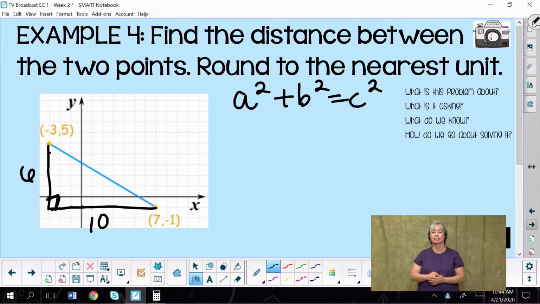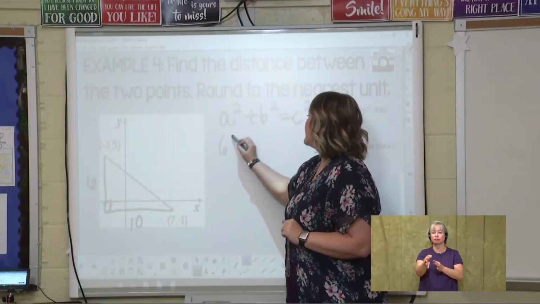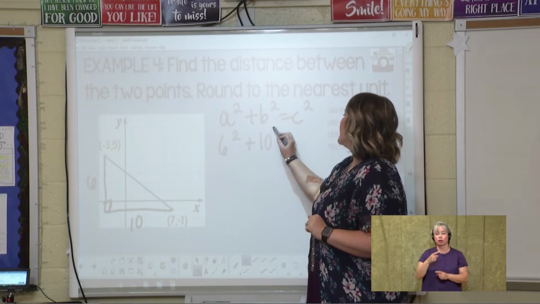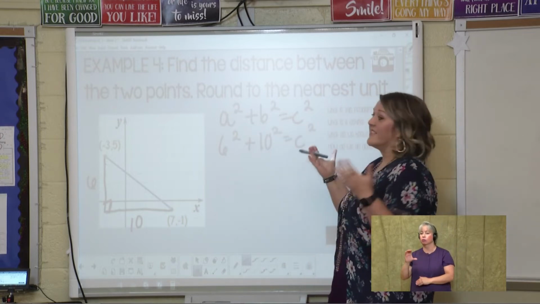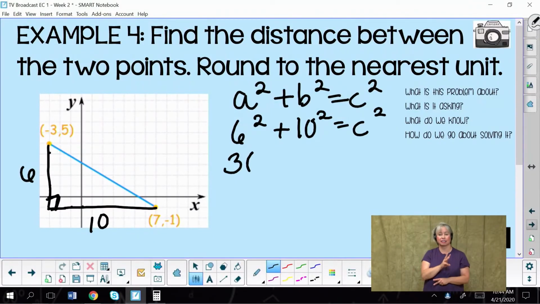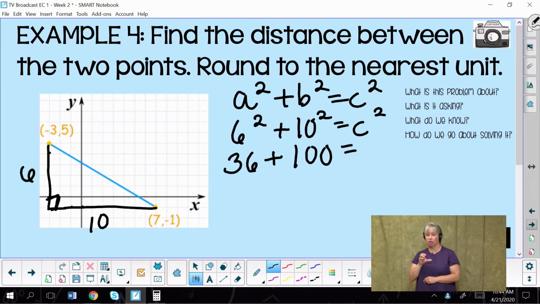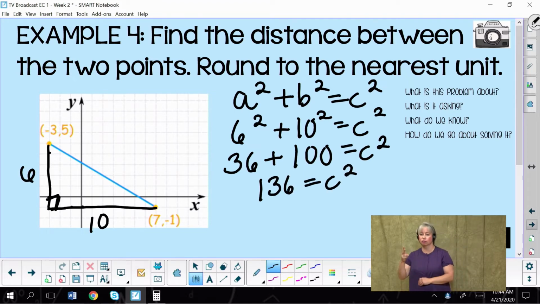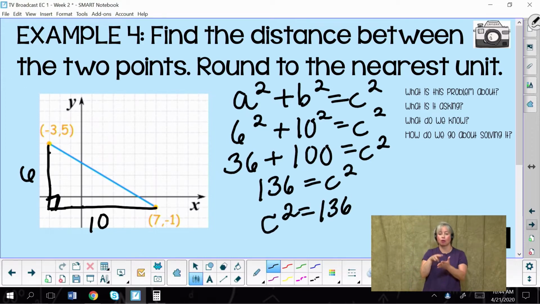So we're going to plug in our units here. What we have is 6 squared plus 10 squared equals, we're not sure yet, right? Question mark, unknown. So we're going to square 6. 6 times 6, 36. And 10 times 10, that's right, 100 equals c squared, okay? And 136, if we add those together, very good, 136. And now I want to flip that so it is catching to my eye and that I read it correctly, because we want to read the variable first. So c squared equals 136.